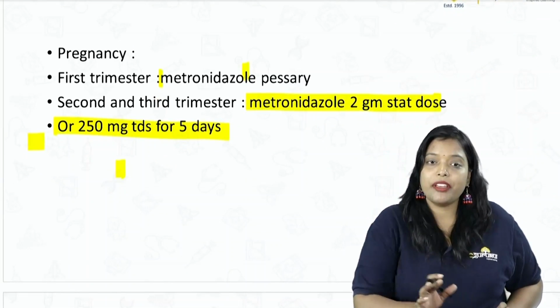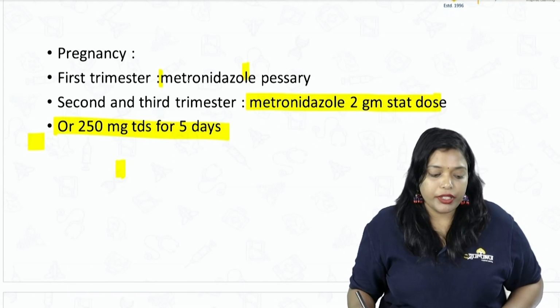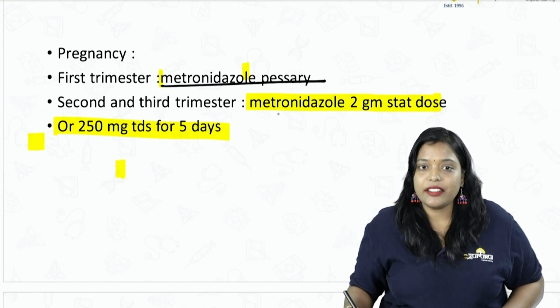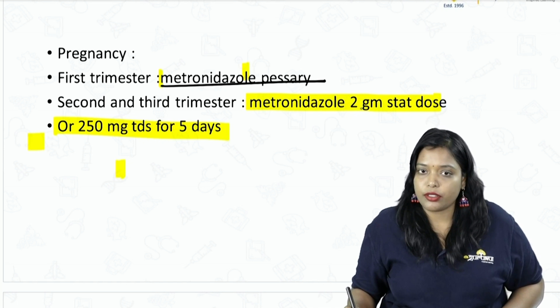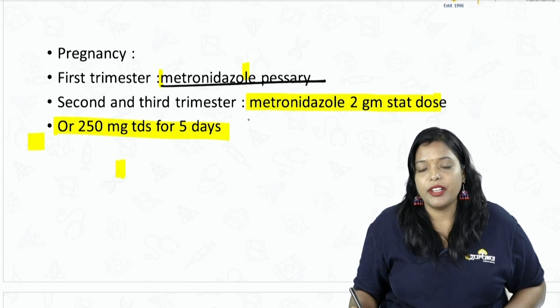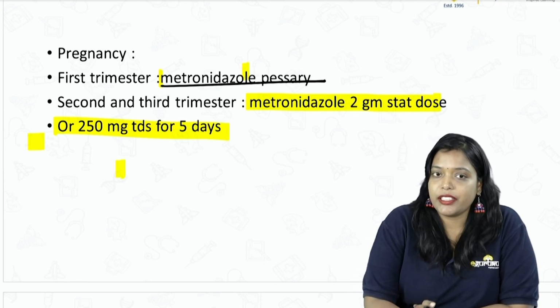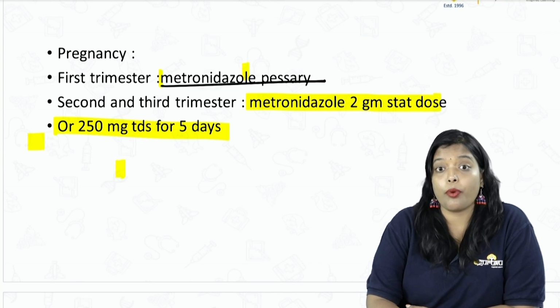In pregnancy we avoid the oral drug, so you can give metronidazole pessary. In the second and third trimester you can give metronidazole 2 grams stat dose or 250 milligrams TDS for 5 days. Basically the drug of choice is metronidazole and you have to treat both the partners.